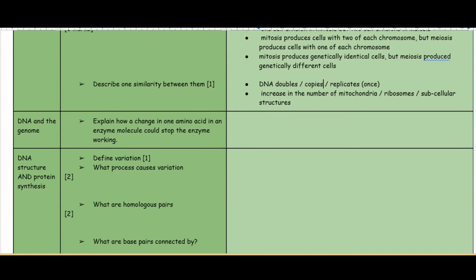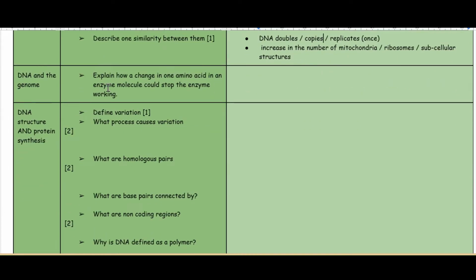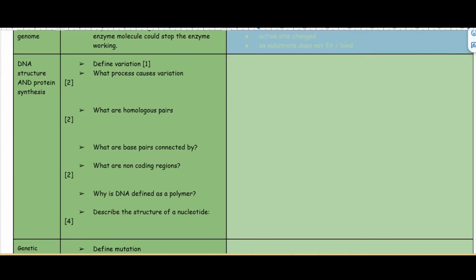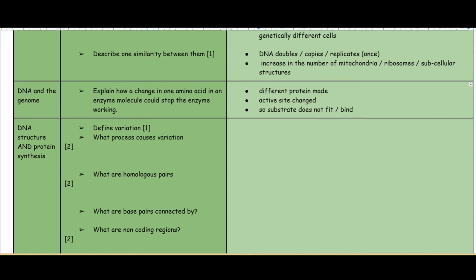The next subtopic is about the DNA and the genome. Explain how a change in one amino acid in an enzyme molecule could stop the enzyme from working. You need to know that enzymes are proteins, and proteins are chains of amino acids, so one amino acid change would cause a different protein to be made. This would cause the active site to change, and therefore the substrate would not be able to fit and bind to the active site. It wouldn't break down the substrate, and therefore it wouldn't work.